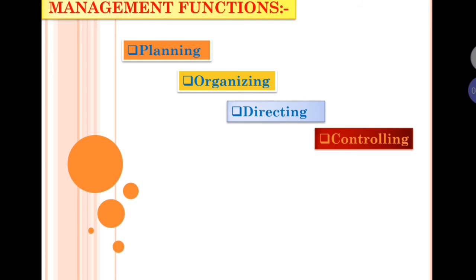Next is organizing. Dear friends, organizing means to coordinate human and material resources. It means enumeration of activities, classification of activities, fitting individuals into functions in an organization, and the assignment of authorities for action. So, this is what is organizing.